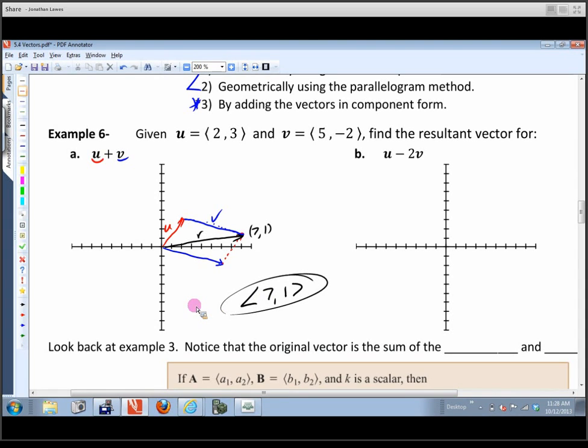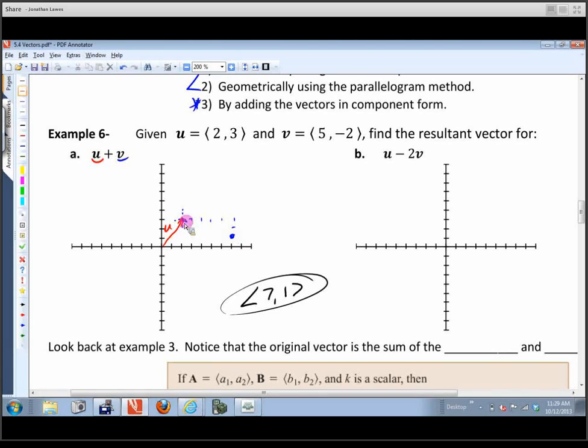And again, that works totally fine, works very well. What I like to do is the tail to tip method. Okay, so let me erase this and come back here and do the tail to tip method. The tail to tip method works like this. Draw the first one and then put the tail of the next one starting at the tip of this one right here. So I'm going to put a little set of axes right here. And then I start right here and I go over 5. So 1, 2, 3, 4, 5. And then I go down 2. 1, 2. So I end up right there.